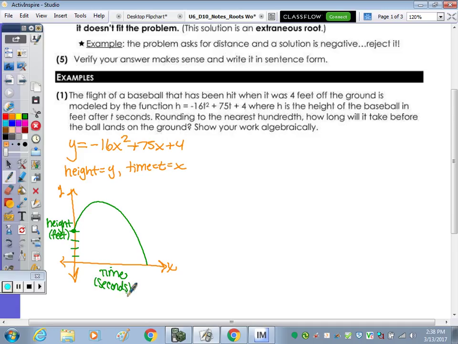Notice how this question doesn't say to solve algebraically. So you could sketch a picture like I'm sketching, and you can answer the question. How long will it take before the ball lands on the ground? Where does the ball land? I want you on your paper, put a big dot or star it. Where are you looking at when you answer the question? How long will it take before the ball lands on the ground? Sarah? The x-intercept. So right here.